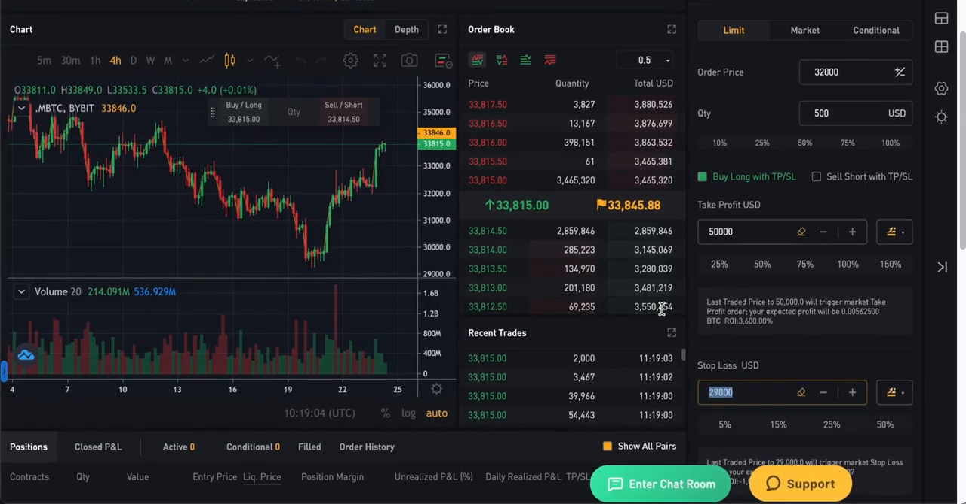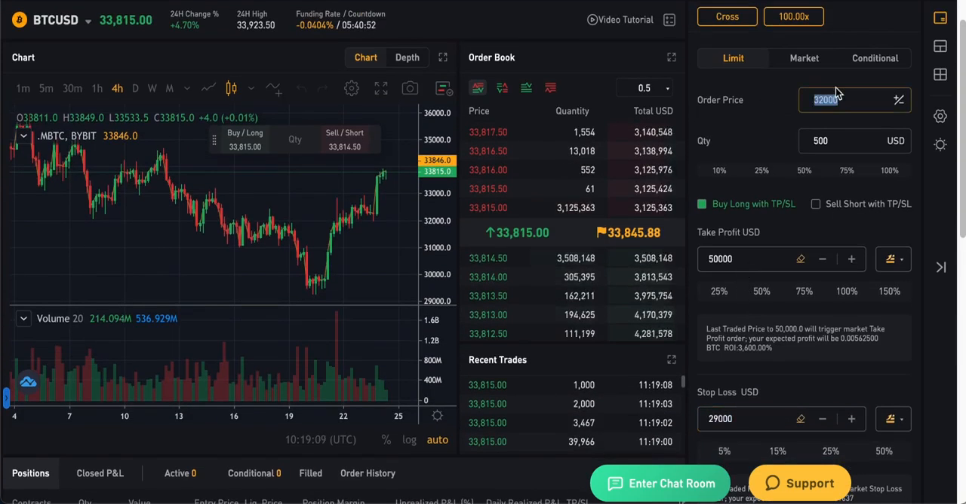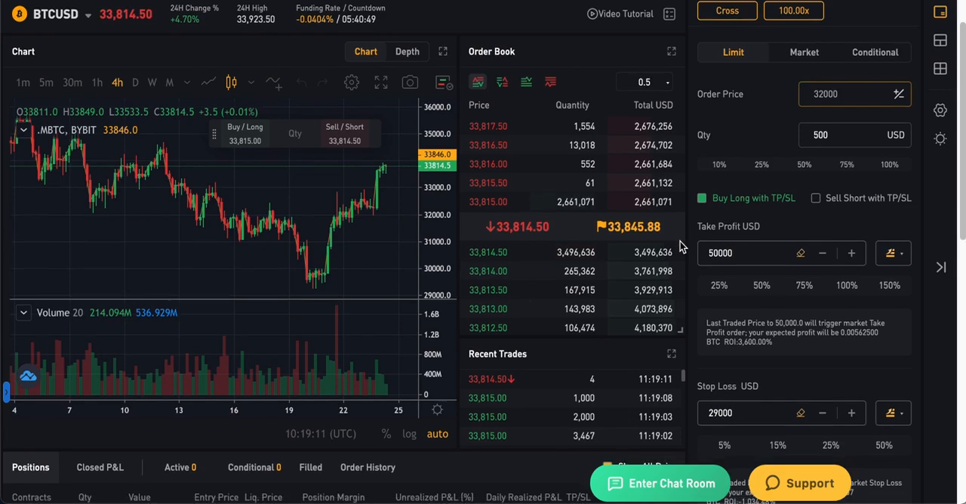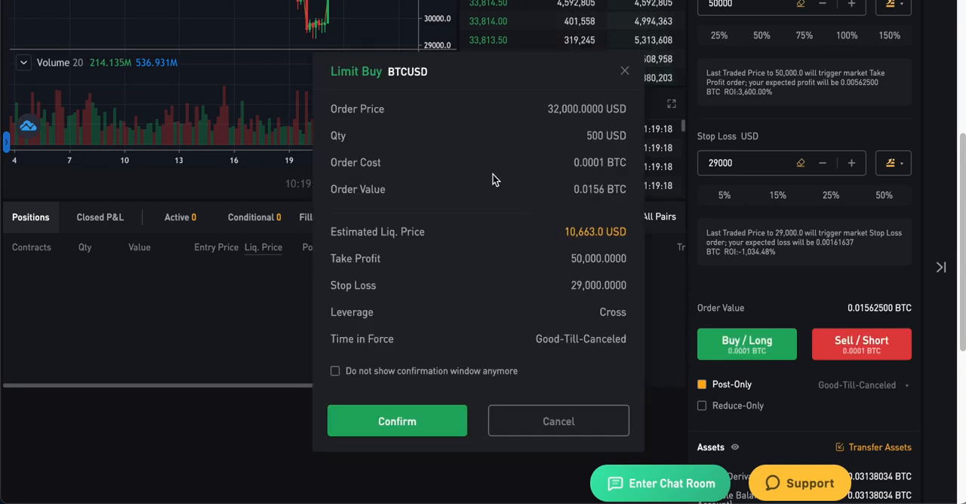What we can do now then is just input that order. So 32,000 is going to go in as a bid. We are below the current market price, so we wouldn't execute straight away, but we can press buy long right here and it comes up with this confirmation, the order price, the quantity, and the estimated liquidation price. So if the price falls to 10,000, then we would be completely liquidated and Bybit would sell out our position, but we actually have our own stop loss at 29, so that's not going to happen.